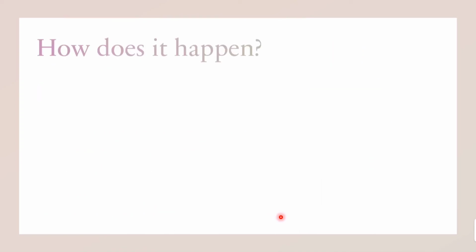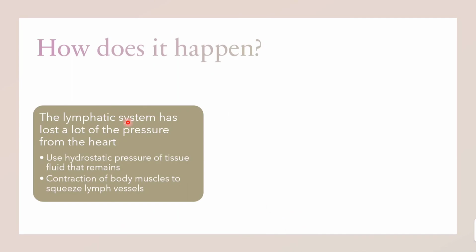So how does this happen? Because we know that in the lymphatic system, our tissue fluid has already lost a lot of pressure from when it originally started from the heart. Well, the tissue fluid uses some of its remaining hydrostatic pressure to force itself through the lymphatic system, but the main part is the contraction of body muscles, and these contractions squeeze the lymph vessels, forcing the tissue fluid up the lymph vessels towards the heart.